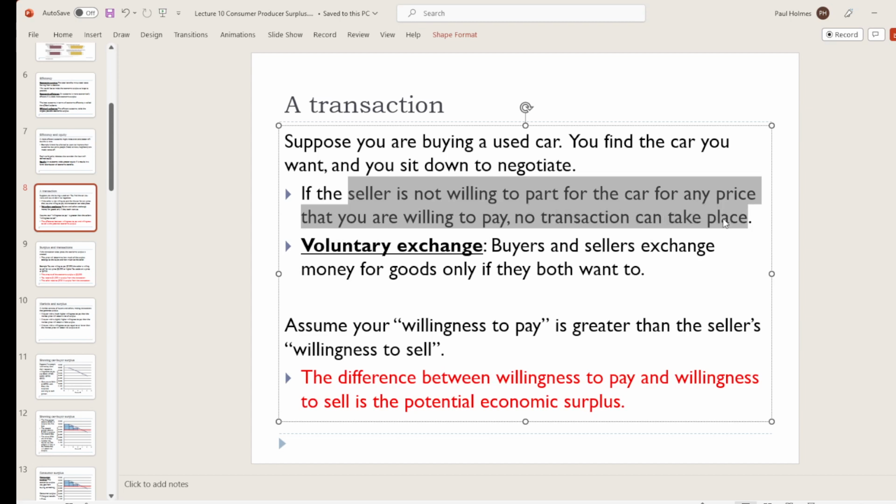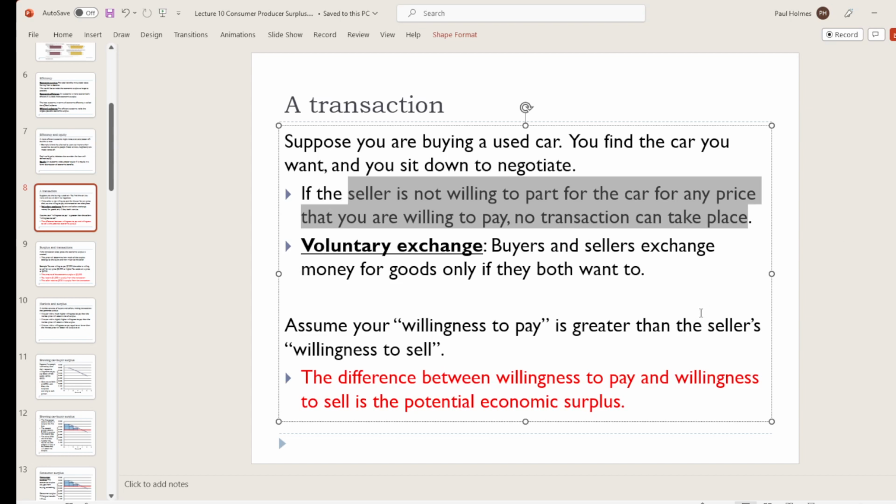We would assume that if the seller places a greater value on, say, a used car, we're going to use a used car here as our good that we examine over the next few slides. If the seller is not willing to let that used car go for any less than the maximum price the buyer is willing to pay for it, then they can't trade.